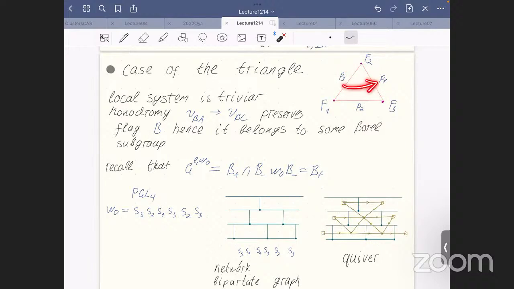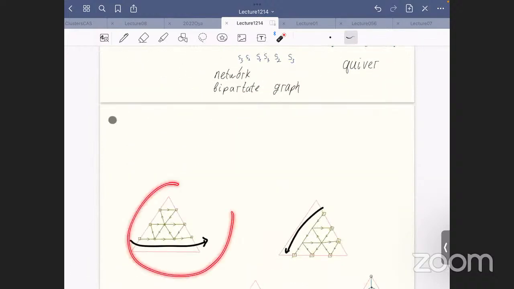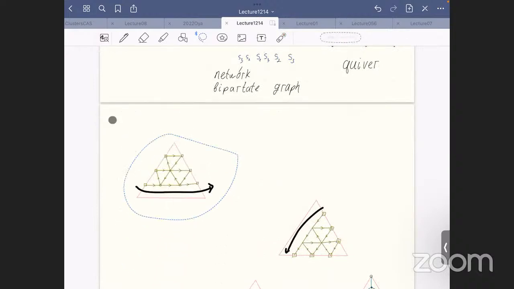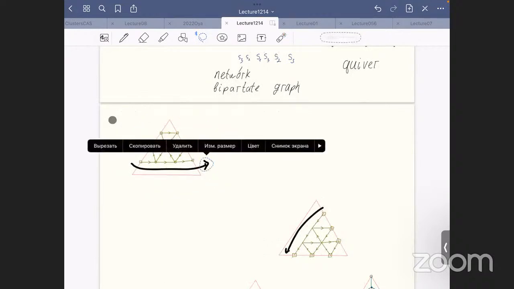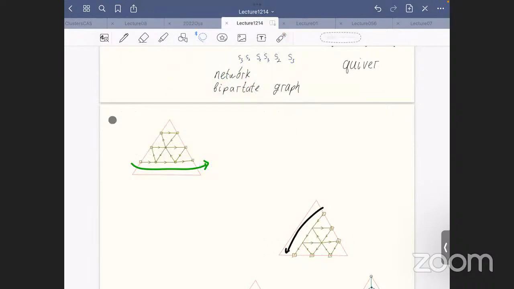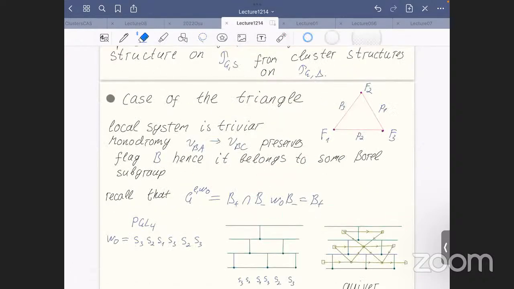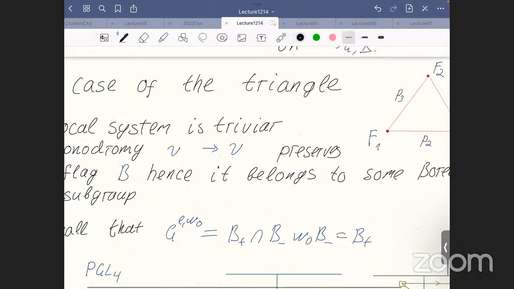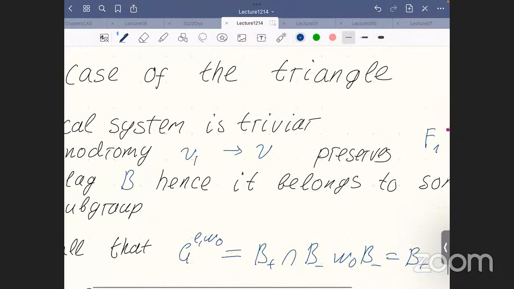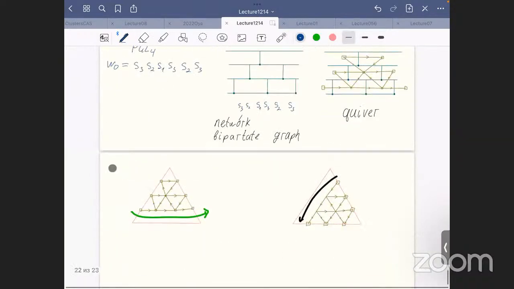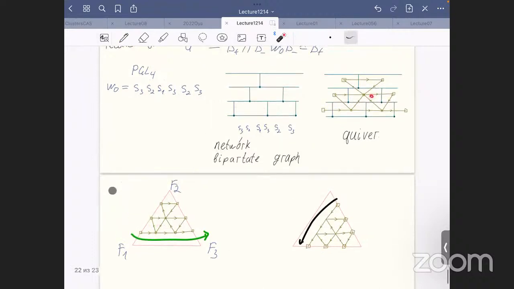So here we discuss the monodromy which goes in this direction, and the corresponding quiver is like this. If we look at the monodromy which goes in another direction, let me correct my conventions. So here F2, F1, F2, F3, and flag F2 is invariant. So here F1, F2, F3, we look at this monodromy, and this is a quiver which I stole from the W0, which I already know.